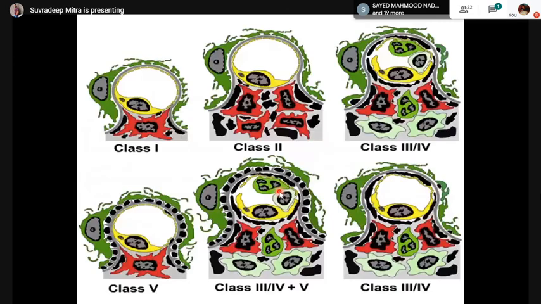Now, just to schematically show you, the deposit in class 1 is limited only to the mesangium, but look at the cellularity. The cellularity in the mesangium is normal. There is no deposit in the subendothelial or the subepithelial compartment, right? In class 2, which is mesangioproliferative, you see the black deposits in the mesangium, and obviously there is mesangial proliferation or hypercellularity in the form of 4 or more mesangial cells in a mesangial compartment.